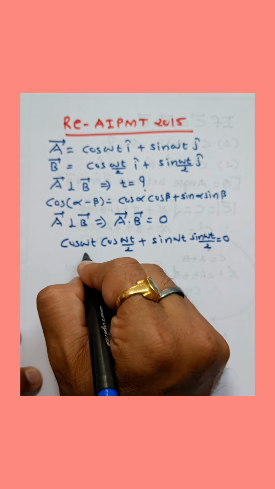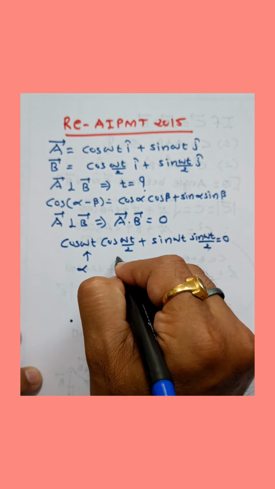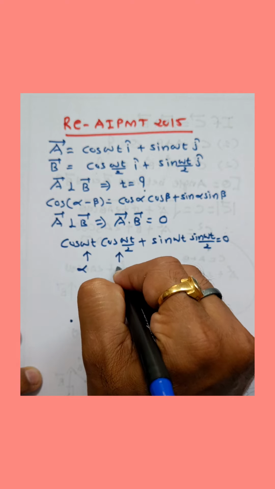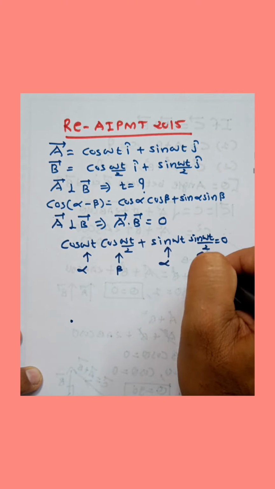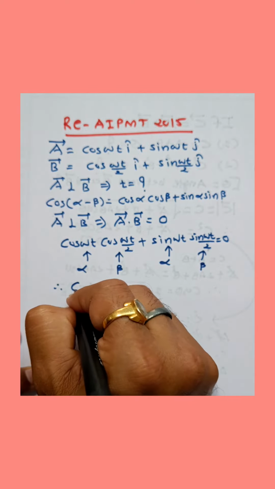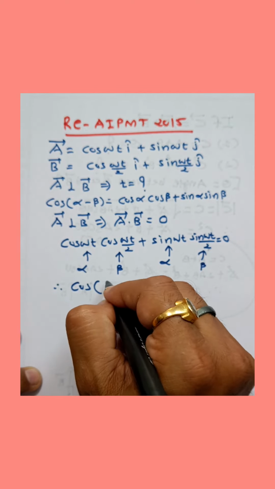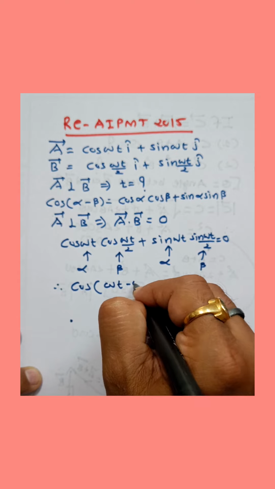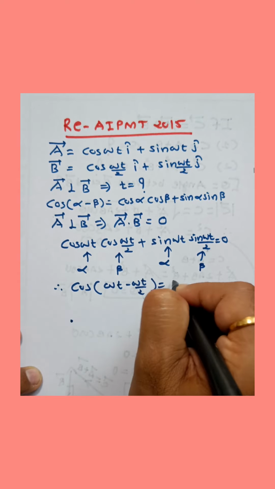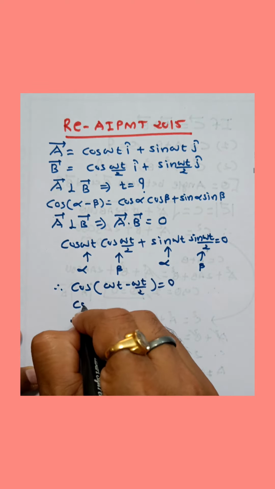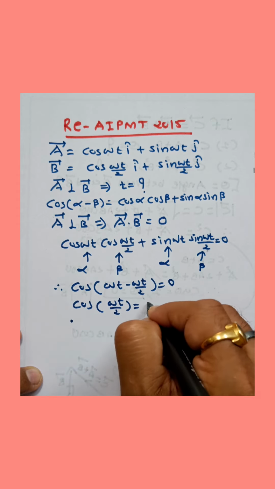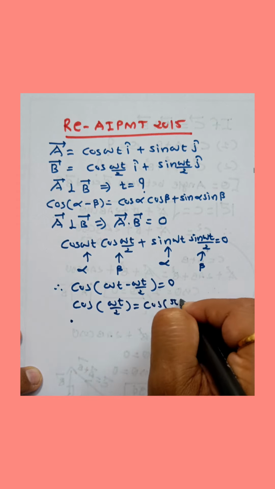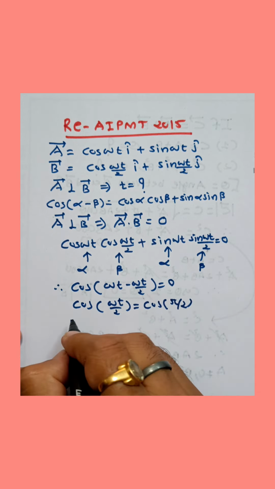Now this is similar to cos alpha cos beta plus sin alpha sin beta. So your answer is cos alpha minus beta. It means cos of omega t minus omega t by 2 is equal to 0. So cos omega t by 2 is equal to 0. But cos pi by 2 is 0. So 0 is equal to here cos pi by 2.